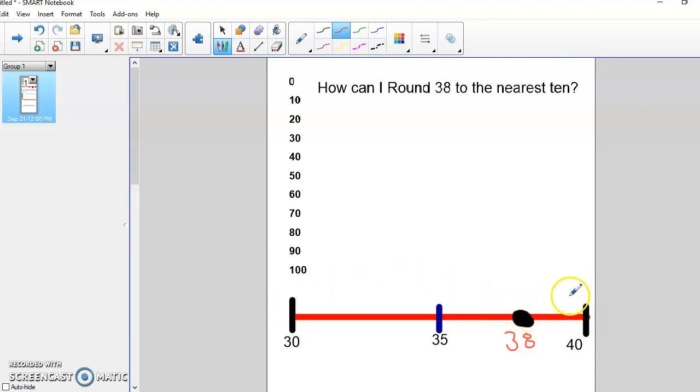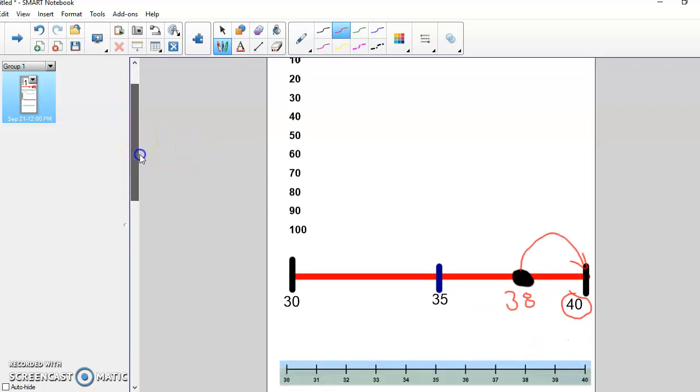Well, this point looks really close to the 40, so I know that I could say that 38 rounds to 40. So I'm going to draw my arrow to show that 38 is rounding to 40, okay? And then on your work, if you're doing it on paper, I also like to circle it just to remember, because a lot of kids forget the answer would be 40. I've rounded 38 to 40. Okay, so that was a review of what we did for the past few days.